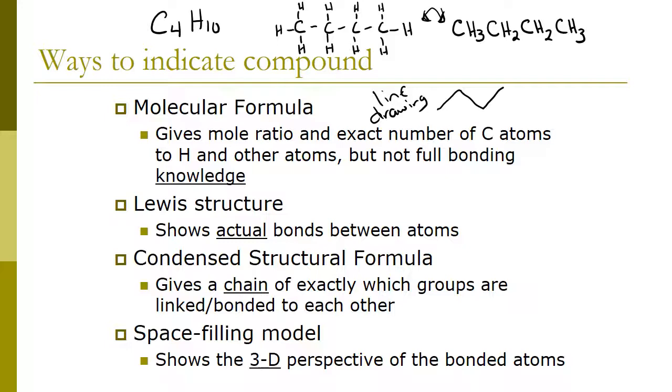So remember, the corners are your carbons. So I have 1, 2, 3, 4 carbons. And then you could imagine how many hydrogen that it needs. So the terminal carbons need 3 hydrogen. The interior carbons need 2 hydrogen. It's going to give you that same molecular formula, C4H10. So all of these kind of mean the same thing.